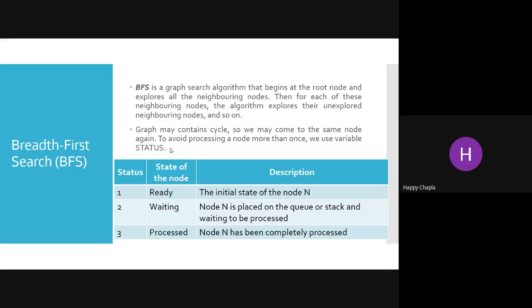Now next, status 1, 2 and 3. If my status is equal to 1, that means it is ready to visit. So the initial state of the node is equal to N. Now 2 is for waiting. So node N is placed on the queue and waiting to be processed. Now 3 is processed. Node N has been completely processed. So if my status is equal to 3, we have a status like 0 and 1. Okay, so if 0, student absent, if 1, student is present. Something like this.